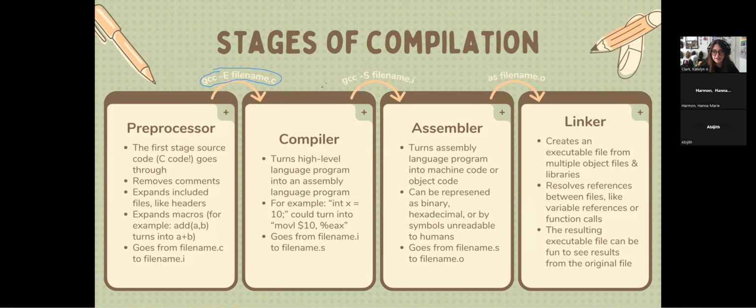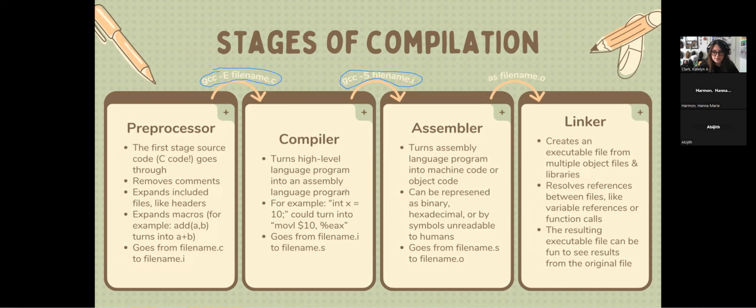Next up is the compiler, and to get past the compiler stage, you'll run this command. You start with your .i file that you got from the preprocessor, and it'll turn that high-level program, so everything that you previously had minus your comments with everything expanded, and it'll turn that into assembly language.